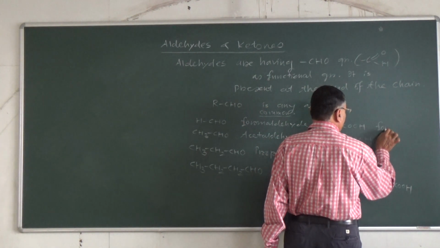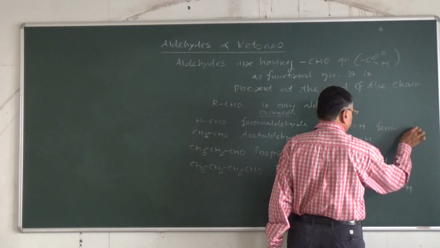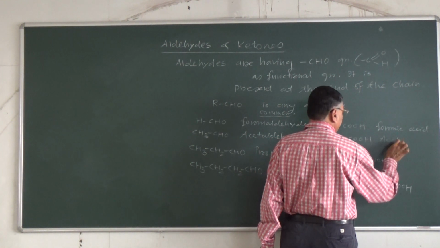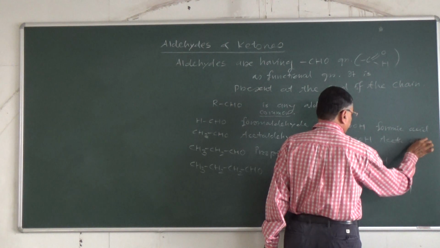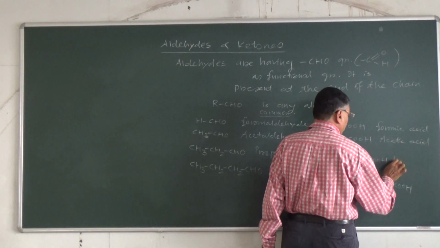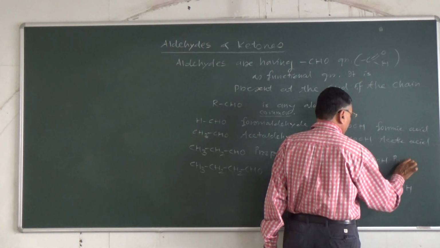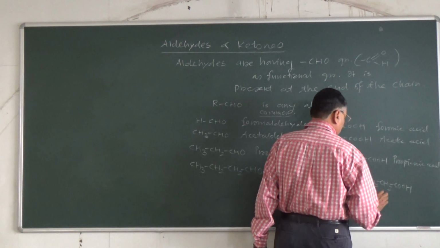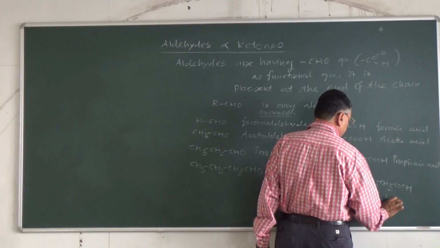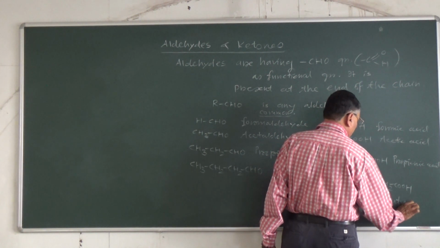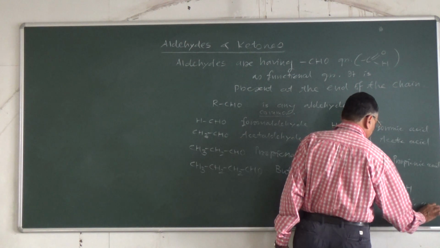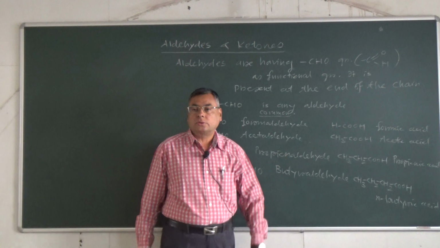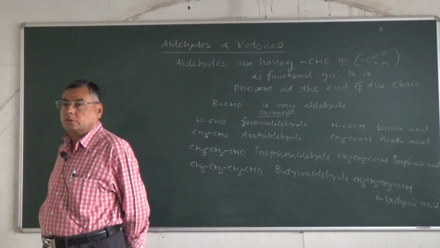This acid, HCOOH, is called as formic acid. This acid is called as acetic acid. This acid is called as propionic acid. And this is called as n-butyric acid. These are common names of acids.